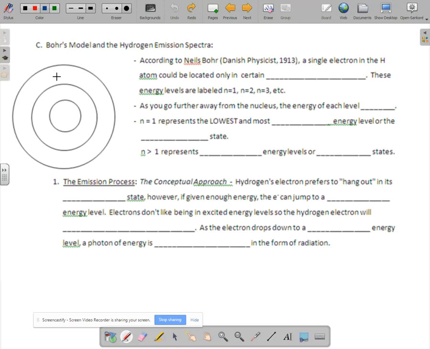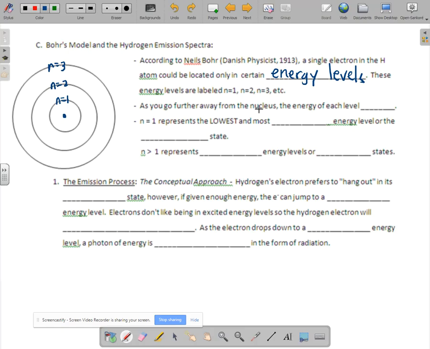So it has to do with Bohr's model. Keep in mind the nucleus right there in the center, and these are the energy levels. So first energy level, second energy level, third energy level, and so on. According to Niels Bohr, a single electron in a hydrogen atom could be located in only certain energy levels. So the bottom line is you can have an electron here, you can have an electron here, but you can't have an electron in the middle.